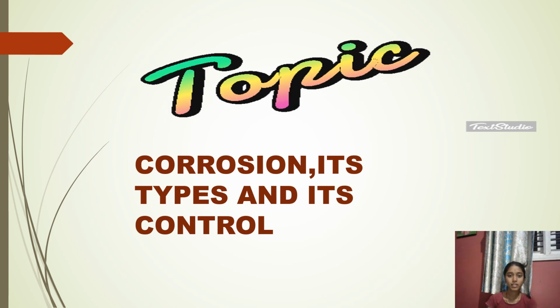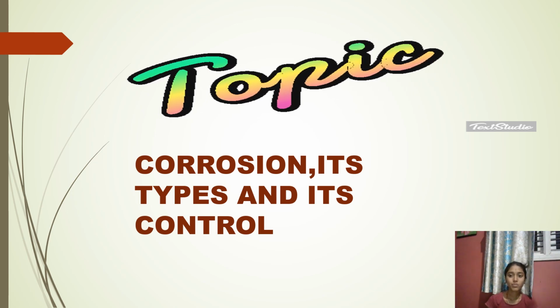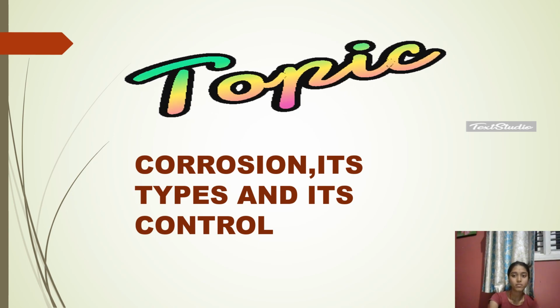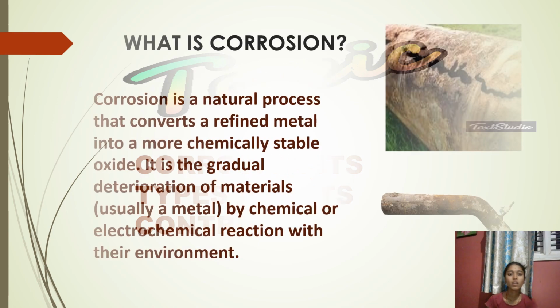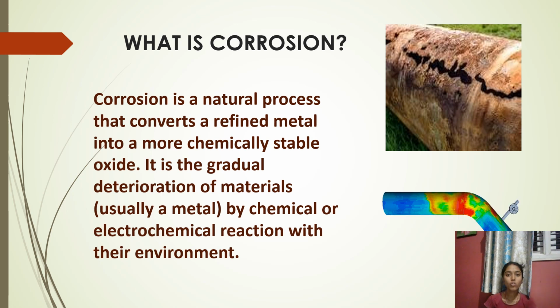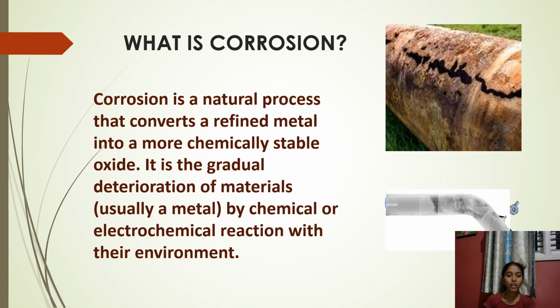Today I am here to explain the topic of corrosion, its types and its control. Let's move on to the topic. Firstly, let us know what is corrosion. Corrosion is a natural process that converts a refined metal into a more chemically stable oxide. It is the gradual deterioration of materials, usually a metal, by chemical or electrochemical reaction with their environment.